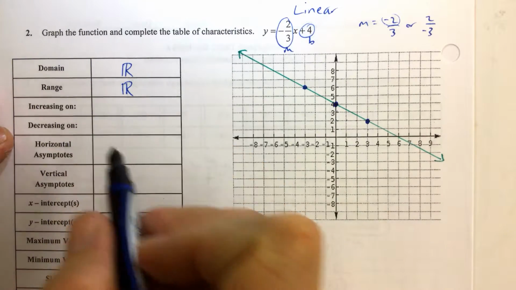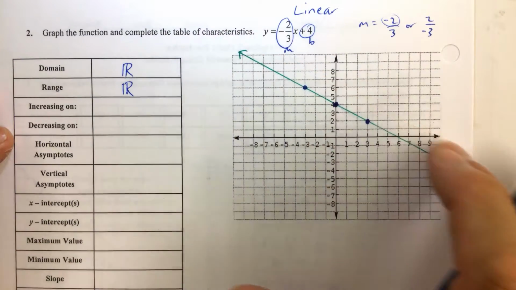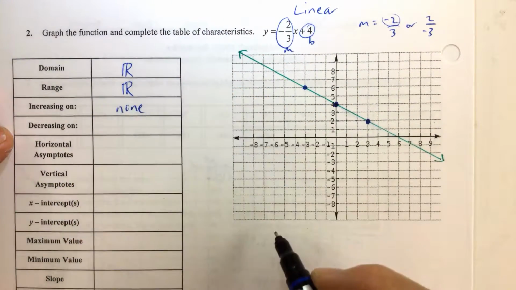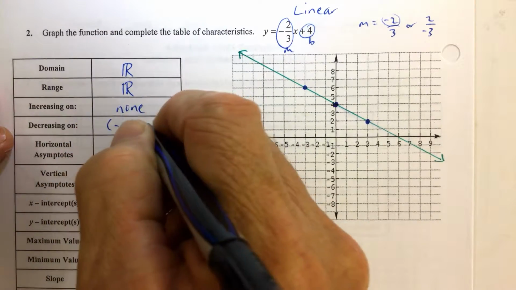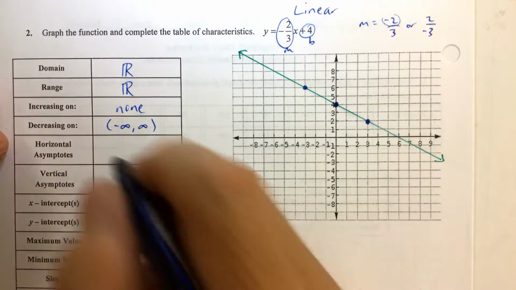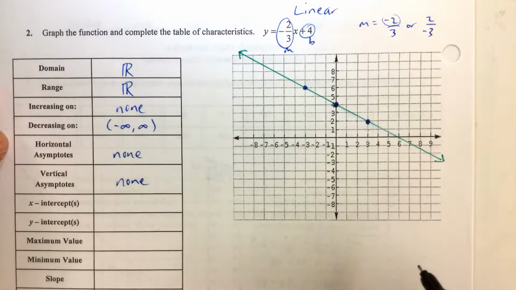Now, increasing on, as you move from left to right, you can see the y values are getting lower and lower, so the function is never increasing. On the other hand, the function is always decreasing. So from negative infinity all the way through positive infinity, the function's values are getting smaller. We have no horizontal asymptotes, nor do we have vertical asymptotes.